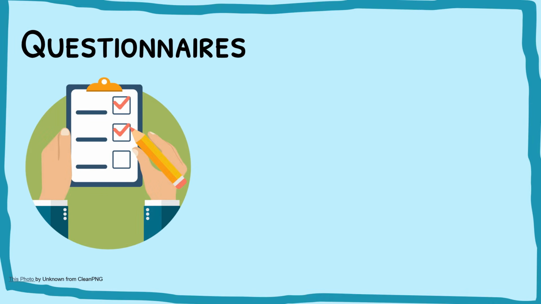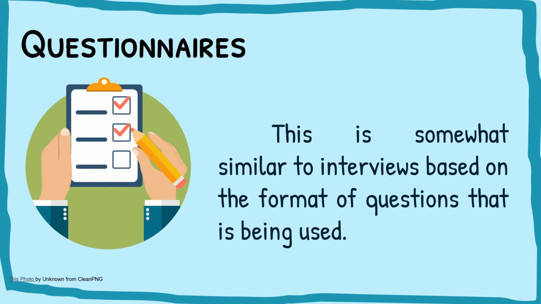The third data collection method is questionnaires. These are also one of the most common types of instrument that is being used in qualitative research. This is somewhat similar to interviews based on the formats of questions that is being used. Compared to an interview, this is self-administered. It takes less time in answering, but much information cannot be extracted from it since it is usually composed of closed-ended questions.